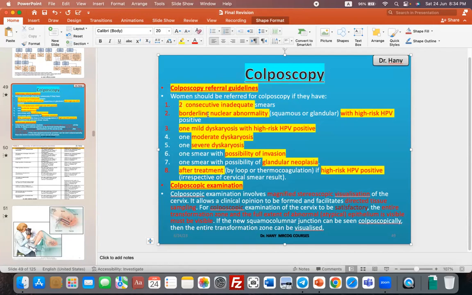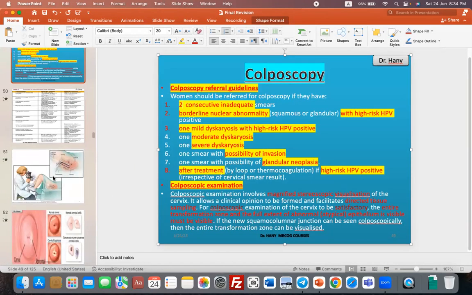Borderline abnormal, any abnormalities with human papillomavirus, colposcopy. Mild dyskaryosis, moderate or severe, colposcopy. Moderate dyskaryosis, CIN2 or 3, colposcopy. High risk of invasion or CGIN, colposcopy. After treatment with human papillomavirus, he didn't say cytology. Any human papillomavirus positive after treatment at test of cure means colposcopy.